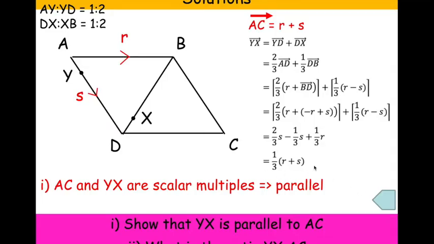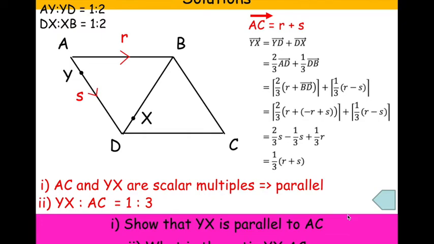Same thing with this one here. AC is equal to r plus s, YX is equal to 1/3 of r plus s. So they are multiples of each other. And then what is the ratio of YX to AC? Well, of course, 1:3. Okay, there you go.